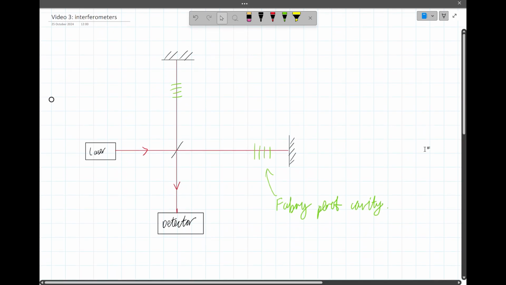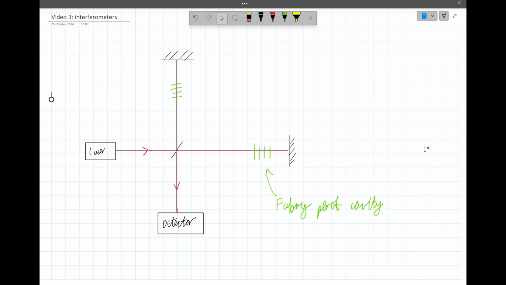Interferometers are very intricate and delicate machines, and in this video today we're going to discover the science of how they work, and find out how they detect gravitational waves.